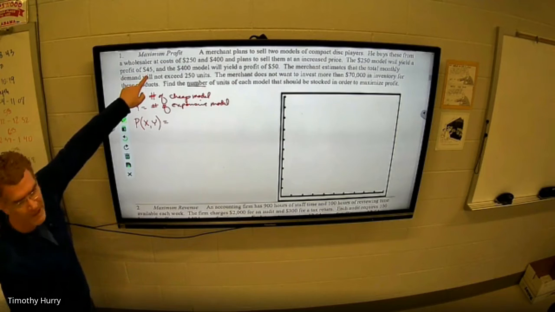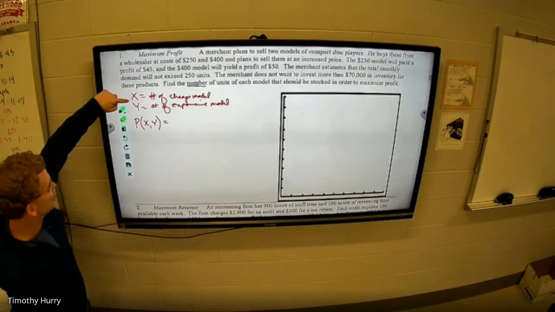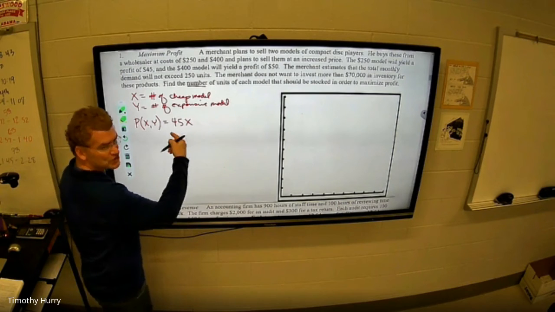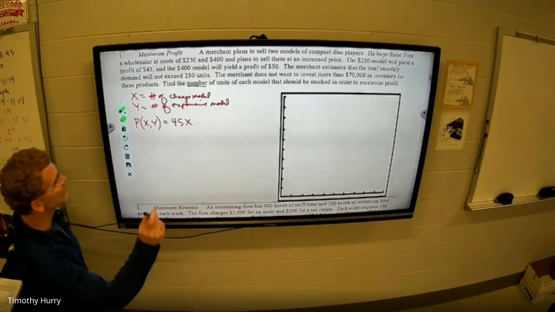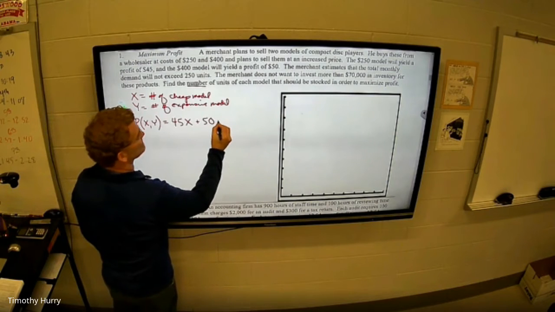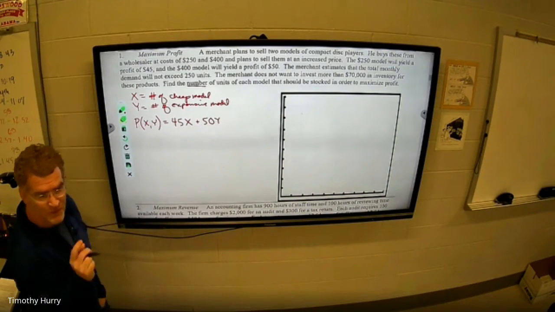$45 for each what? For each cheap model. So I'm going to make $45 based on however many cheap models I sell, and $50 for every expensive model. All right. So that's my profit equation.